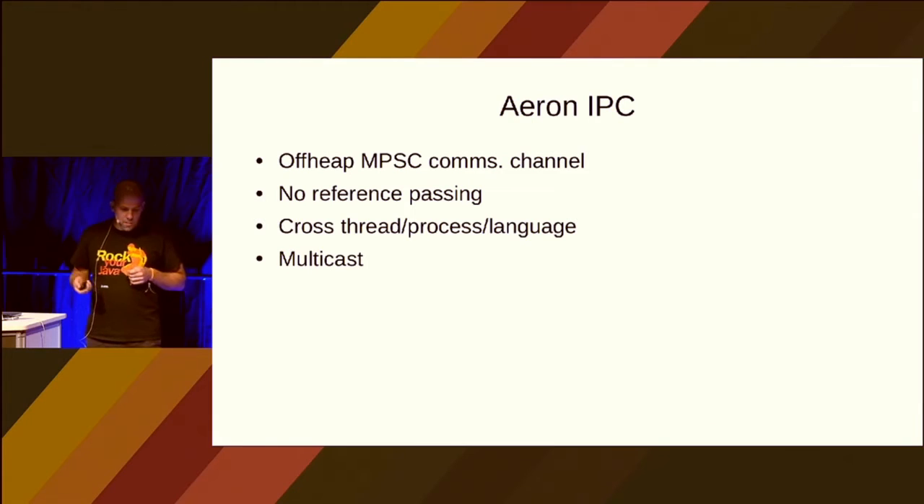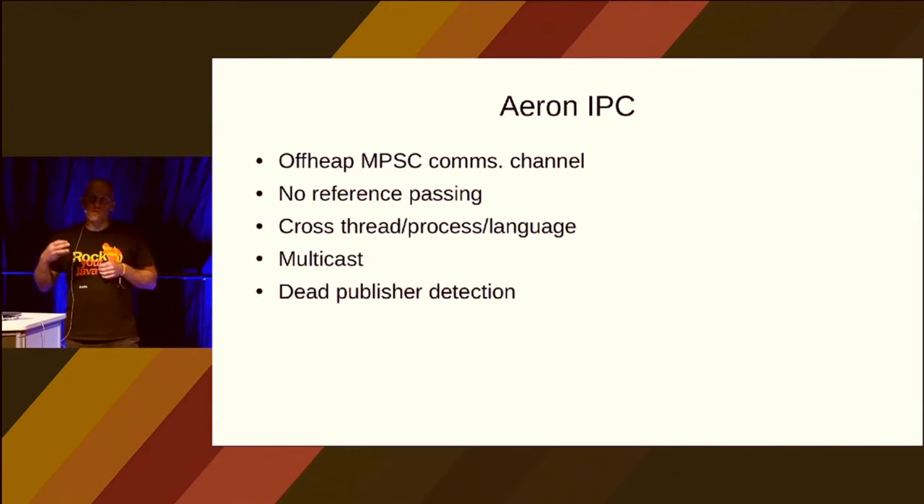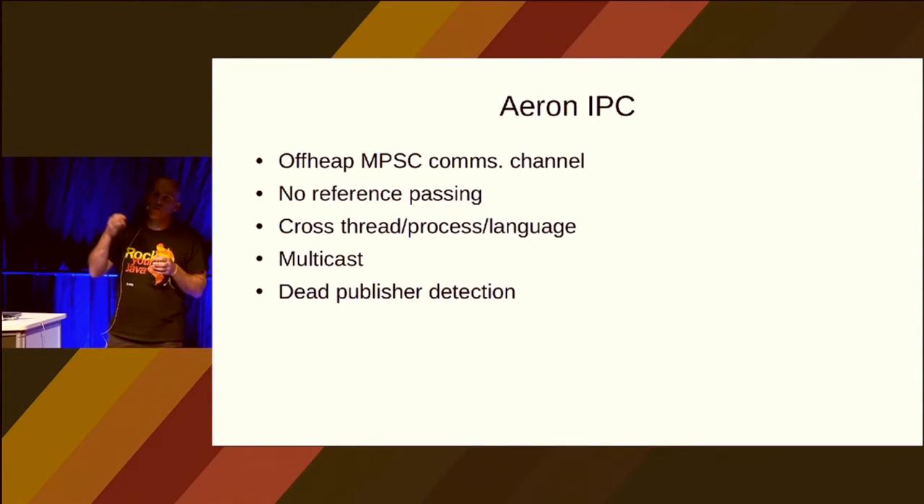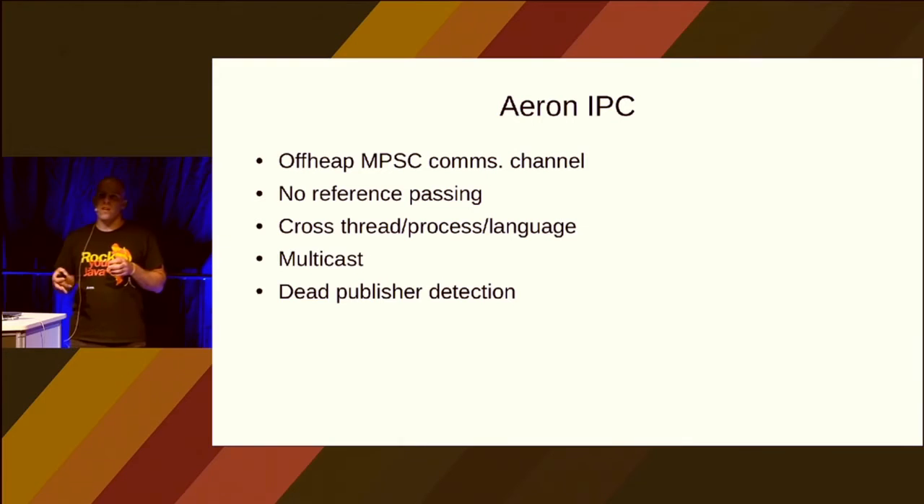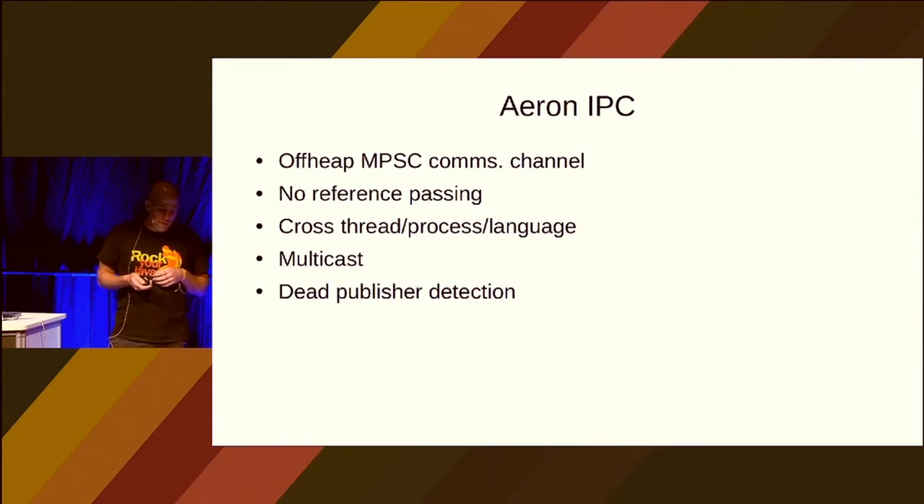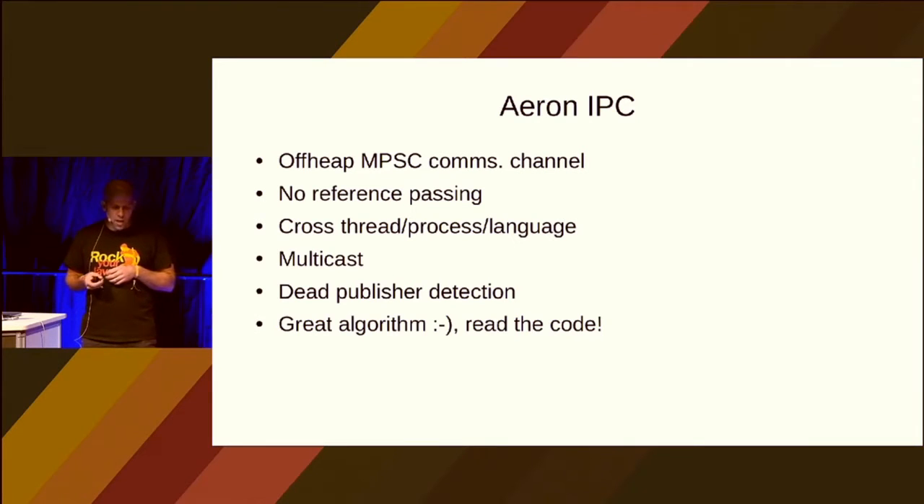It's multicast, as I mentioned. So this is a full-featured IPC solution. If you talk to another process, the other process may die, so you want to be able to detect dead publishers. That's out-of-the-box functionality. And on top of that, if you've watched Martin's talk yesterday, he went into great detail about the algorithm. So either look that up online or go look at the code. It's a terrific algorithm and a very interesting read.